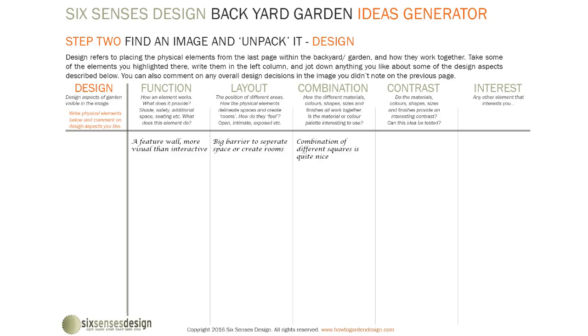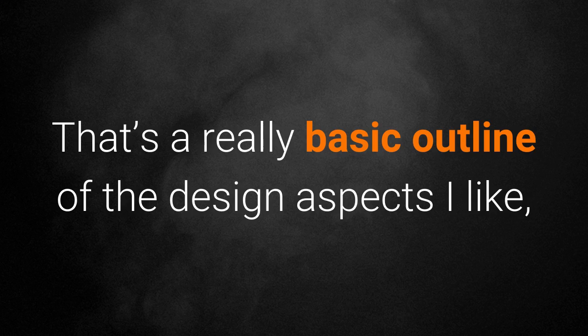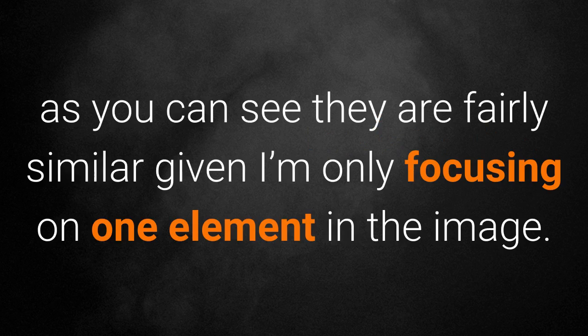Combination. The combination of different colours and textures with the grass squares is a really nice design aspect. Contrast. Again with the squares, I really like the slight contrast between them. It's much more interesting than a plain wall, even a grass wall or hedge. There isn't much else I could think of for interest, so I'll just leave it blank. That's a really basic outline of the design aspects I like. As you can see, they are fairly similar given I'm only focusing on one element in the image.